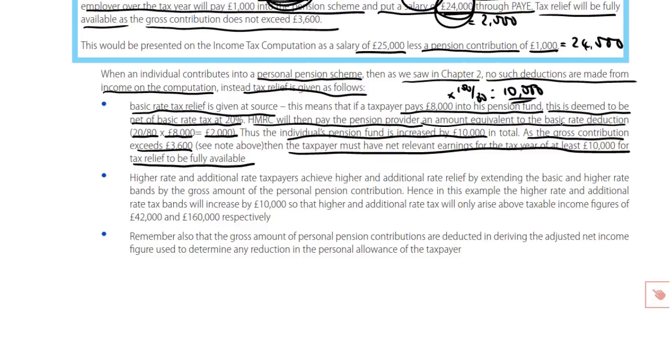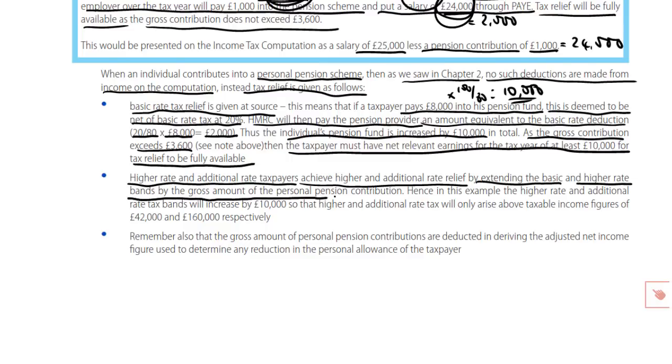For every £8,000 that you put into your pension fund, it is being credited with £10,000. You're getting the £2,000 of income tax back effectively that you would have paid on £10,000 of your income. But of course, we're going to be more likely dealing with a higher rate, if not an additional rate taxpayer. So these taxpayers achieve higher and additional rate relief by extending the basic rate and, if necessary, the higher rate bands by the gross amount of the personal pension contribution.